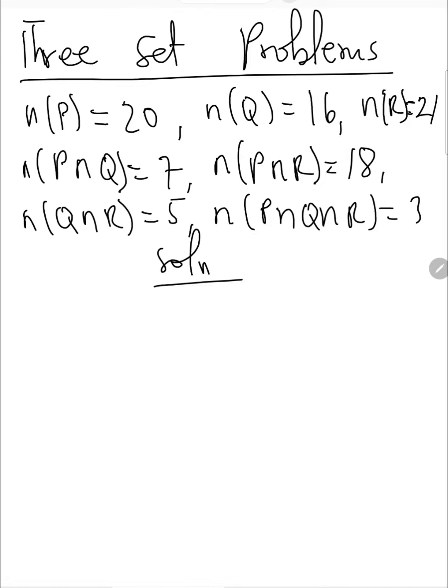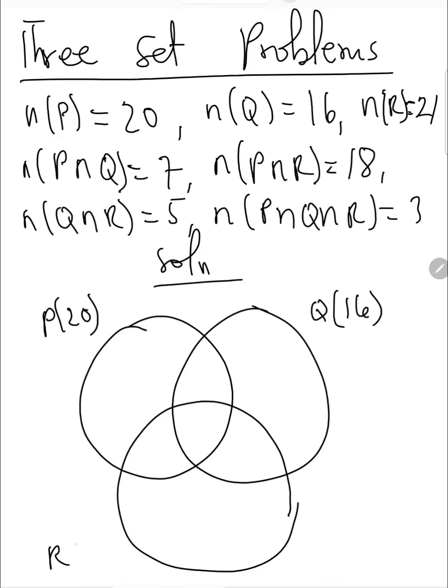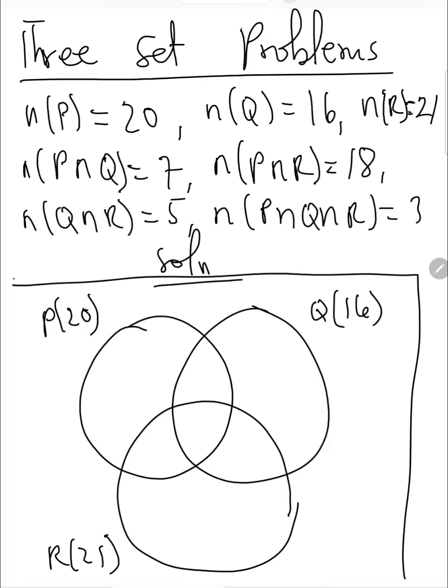So to represent it, I'm drawing the circle. So this circle represents the P, which is 20. Then I'll draw another circle for the Q, which is 16. Then I'll draw the last circle, which is for the R, 21. Then, from the question, were we given the universal set? No. Okay. So, I have this.